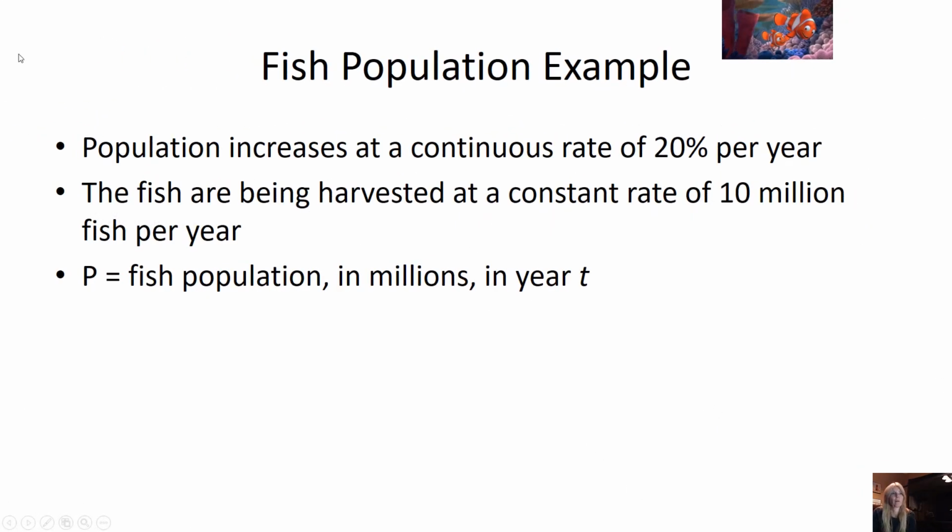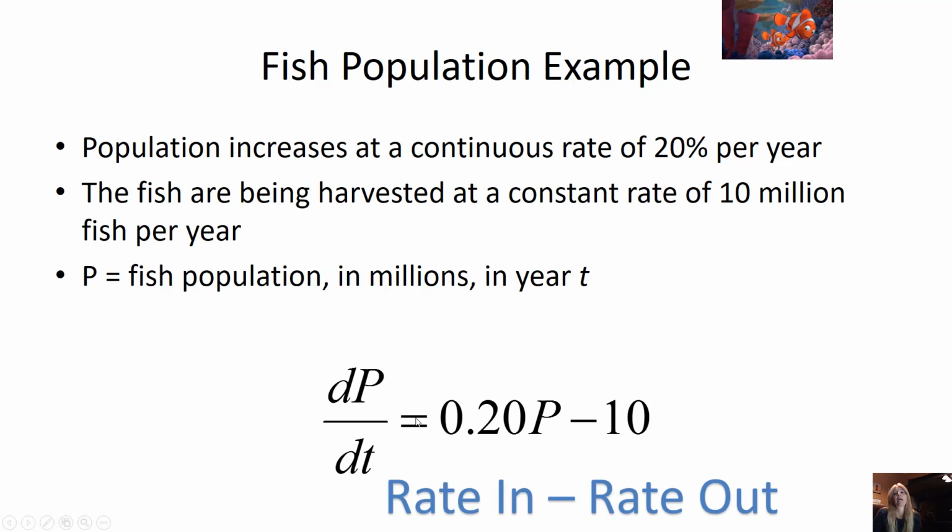So go back, we talked about the population of fish increases at a continuous rate of 20% per year. They're being harvested, their rate out at 10 million fish per year. So my change in population over change in time is 20% of the population at a particular time. So now this is an actual function. And then minus the harvested at 10 million fish per year.